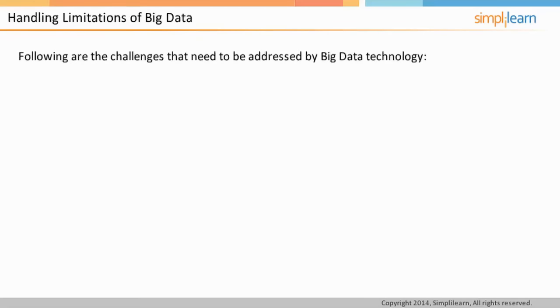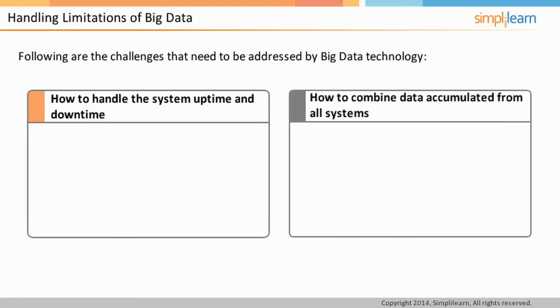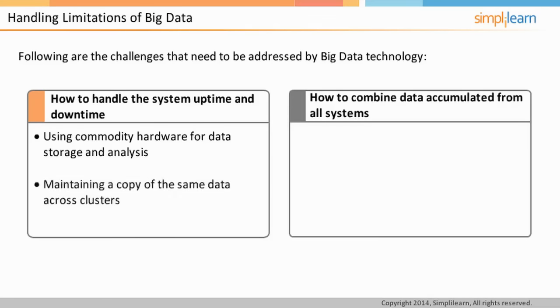There are two key challenges that need to be addressed by big data technology. These are handling the system uptime and downtime and combining data accumulated from all systems. To overcome the first challenge, big data technology uses commodity hardware for data storage and analysis. Further, it helps to maintain a copy of the same data across clusters. To overcome the second challenge, big data technology analyzes data across different machines and subsequently merges the data. In the next screen, we will introduce the concept of Hadoop, which helps to overcome these challenges.